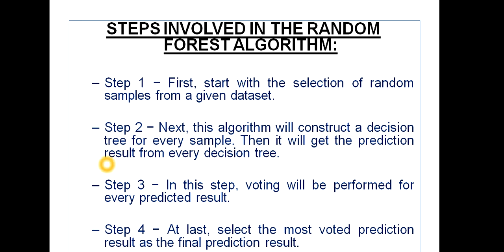So these are the steps involved in the random forest algorithm. Step 1 is that you will start with a selection of random samples. Step 2 is that you are going to build a different decision tree for every sample. Step 3 is that voting will be performed for every predicted result. And step 4, you are going to select the most voted prediction result out of those different results. And that will be our final prediction result.